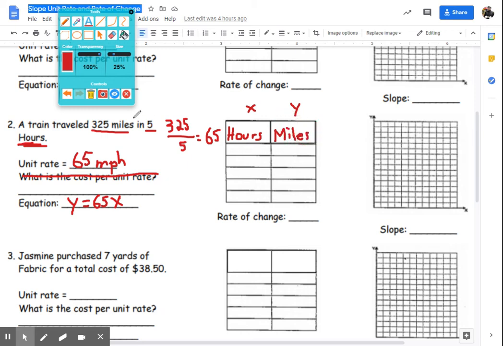All right. So before we've left, so at 0 hours, we've gone 0 miles, right? We haven't left yet. After 1 hour, well, that's my unit rate, right? 65 miles per hour. So after 1 hour, we've gone 65 miles. So after 2 hours, I can take this 2, multiply it by my unit rate of 65, and I get 130. Now let's do 3 hours. Well, if I take that 3, I multiply it by my unit rate, which is 65, we get 195.